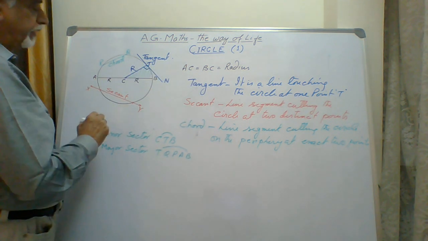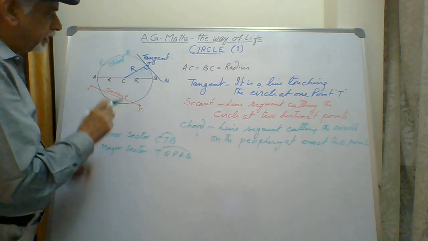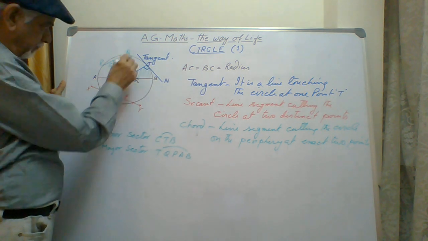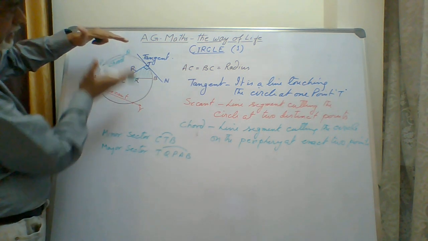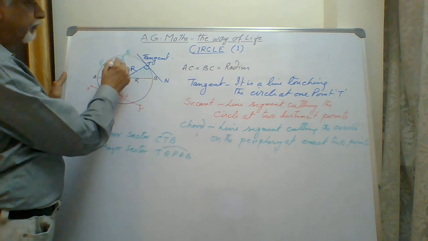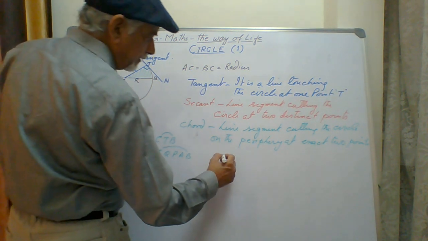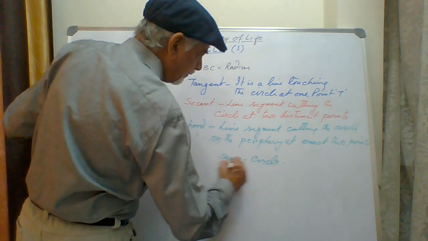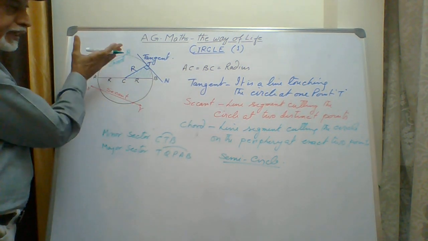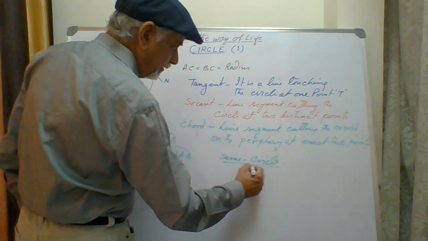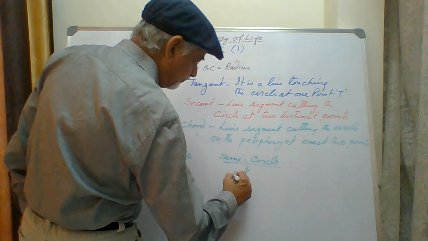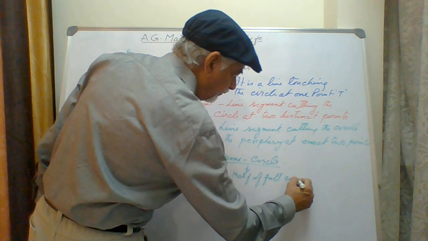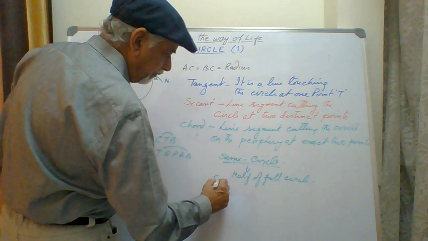Now, what is a segment? A segment is the area part, this area part. This is the segment, the minor segment or major segment. Then we can say the diameter divides the circle into two equal segments, the lower half and the upper half. Then they are called semicircles. A semicircle is half of a full circle, divided into two segments, and it is also called a segment.